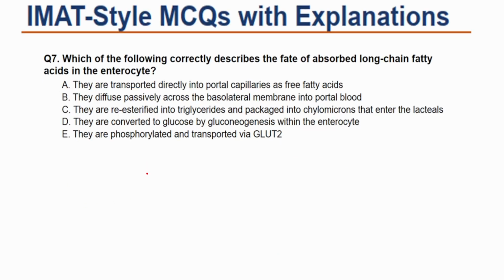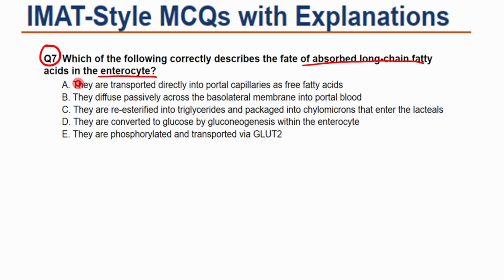Having resolved the multi-system consequences that occur when bile salt recycling fails at the terminal boundary, the narrative flows organically back into the enterocyte cytoplasm to chart the metabolic fate of successfully absorbed long-chain lipids. Question 7 reads, which of the following correctly describes the fate of absorbed long-chain fatty acids in the enterocyte?